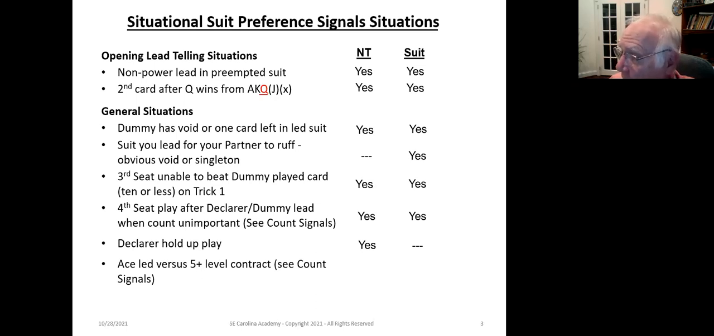Okay, and instead of the ace signifying that, the card you lead asks your partner to give a specific type of signal. If the partner leads the ace, they're asking you to give attitude. If they lead the king, they're asking you to give count. And we'll talk more about those when we get to count signals.